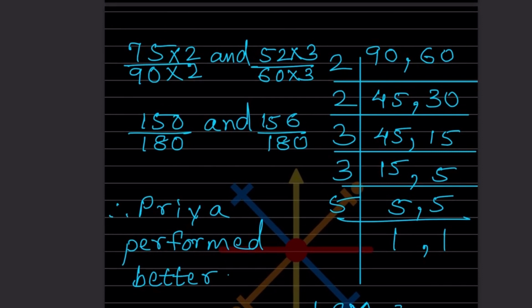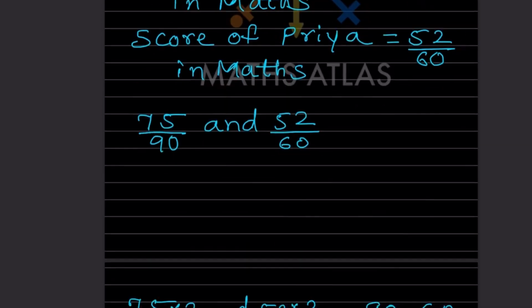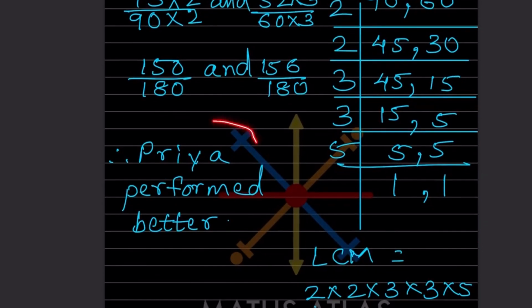So what will you do? 90 multiplied by 2, since you are multiplying by 2, here also it should be multiplied by 2. Here 3 6s are 18, 180. So this also should be multiplied by 3. So 75 2s are 150 over 180, 52 3s are 156 over 180. Now we can see the denominators are the same. So we have to compare the numerators, 150 and 156. So which is the bigger number? Of course this one, 156. So this 156, this is for whom? That is the second. Who is the second? That is Priya. So we can say Priya performed better.